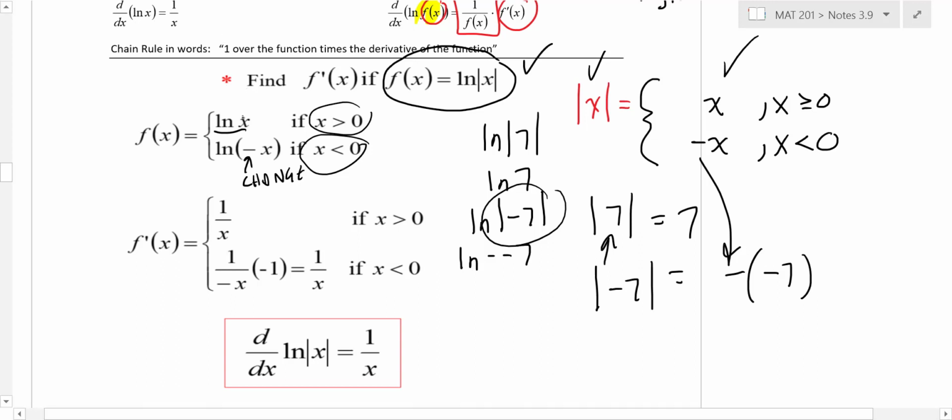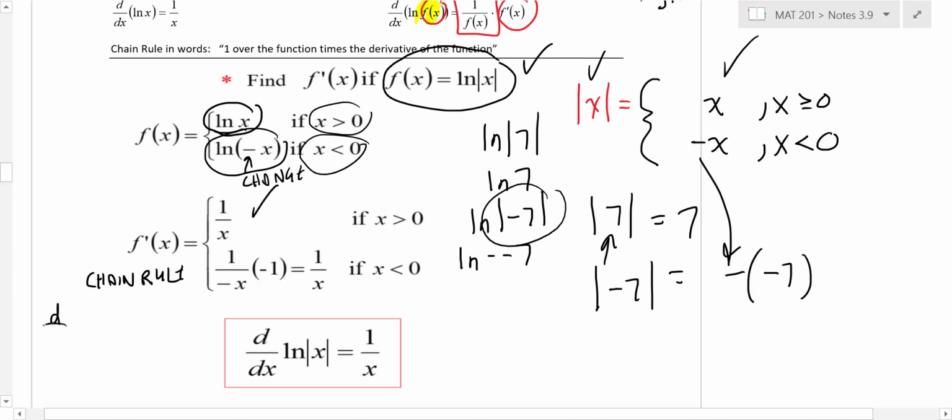So here's what happens then. If you do the derivative of ln of x, we just get 1 over x. But if you do the derivative of this one, you have to apply the chain rule. So when you do the chain rule, it goes like this.